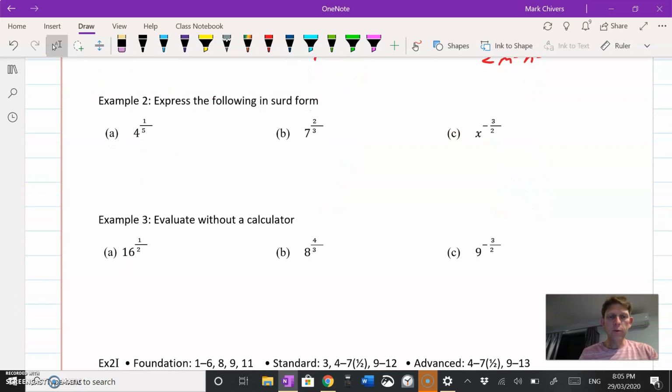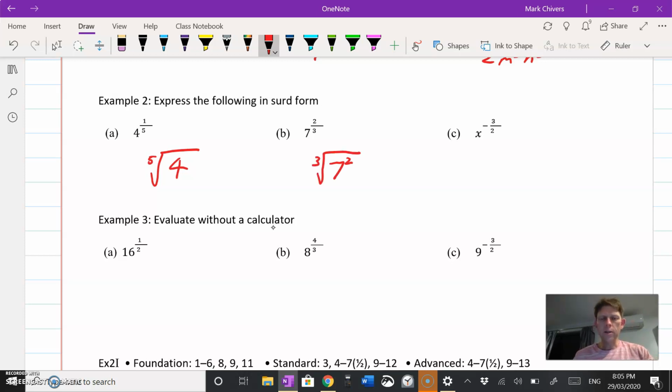Okay, going through the next lot of exercises, we're going to express these in surd form. So 4 to the power of a 5th, that means we're going to take the 5th root of 4. So we're going to take the 5th root, and the number under the surd is going to be 4. For the next one, we're going to have 7 to the power of 2 over 3. So essentially what that's going to be is 7 squared cube rooted. All right, so whatever's in the denominator becomes our surd.